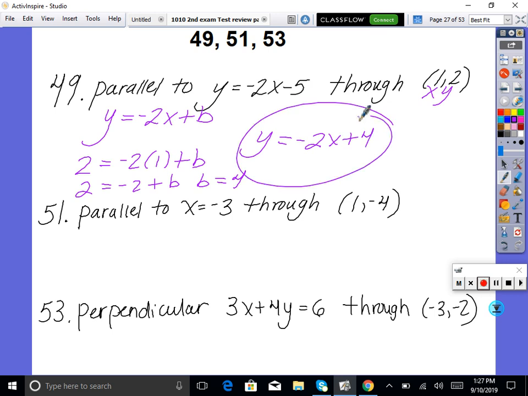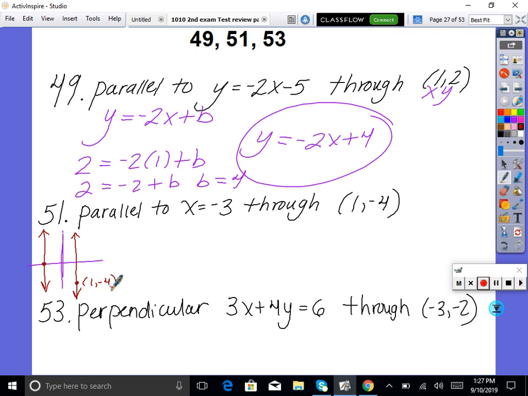All right, it says parallel to x equals negative 3 that passes through this point. Now let's think about this. If x equals negative 3, what does that line look like here? X equals negative 3. So I go to x equals negative 3, and it's a straight line like this. Well, if it's parallel, then it's going to be a straight line up just like this one. So it passes through the point over 1 down 4. So now we know it's like this, and it's through the point over 1 down 4.